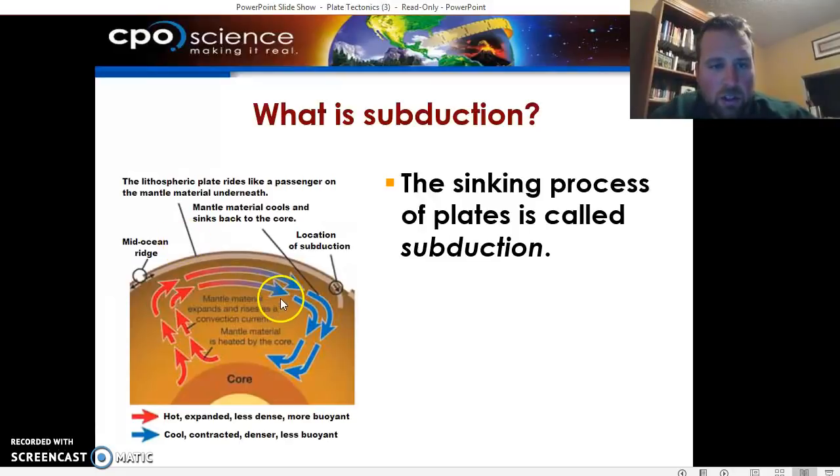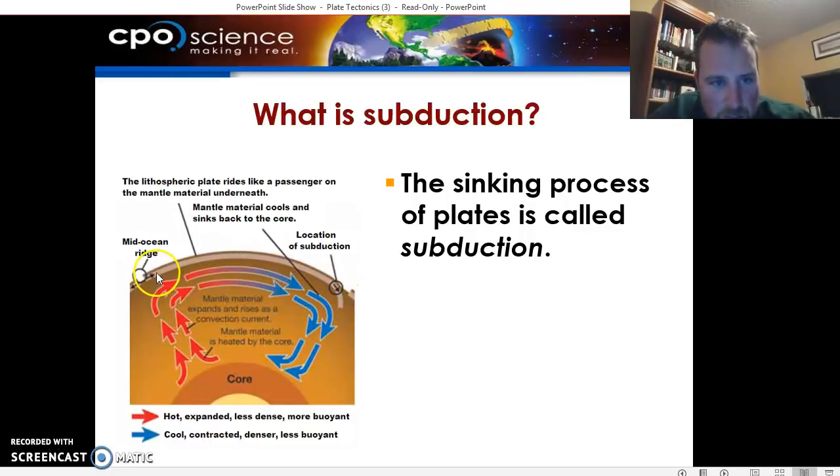So if we take a closer look at convection currents, again, here's that rising hot mantle. The red mantle is rising because it's hot. Usually it rises at plate boundaries. You can see that here's a plate boundary. You can see there's an opening here. And as it rises, again, it cools and it moves over and it starts to sink.